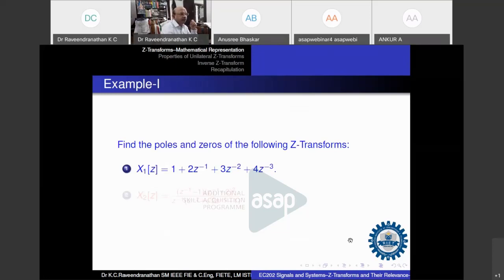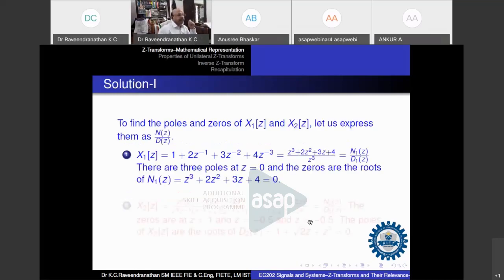Now let us look at the poles and zeros of the following Z transforms. Suppose X1 of z is written as 1 plus 2 z raised to minus 1 plus 3 z raised to minus 2 plus 4 z raised to minus 3, and X2 is another function where there are a numerator part and a denominator part. Let us try to solve this.